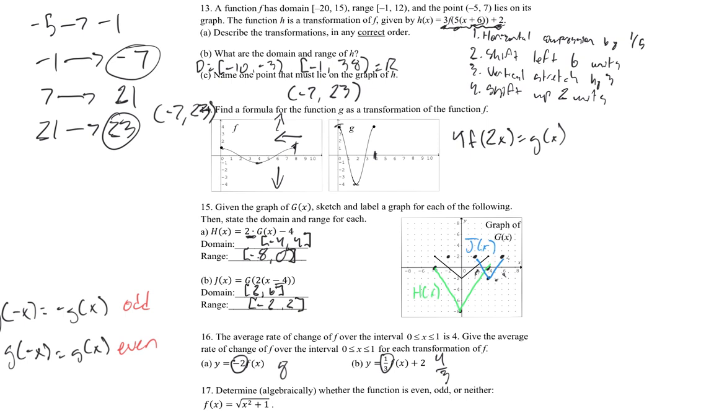So one way you can check is just plug in negative x for x. So I'm going to do that down here. The square root of negative x squared plus 1. Well, this equals the square root of x squared plus 1, because negative x squared is x squared. Well, hey, that's the same. So this function is even.